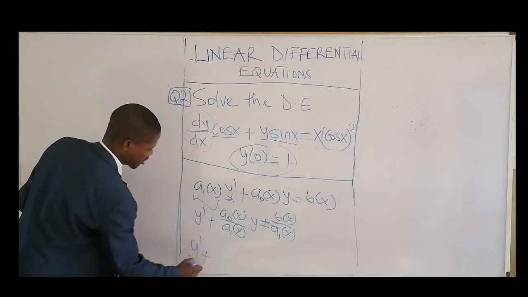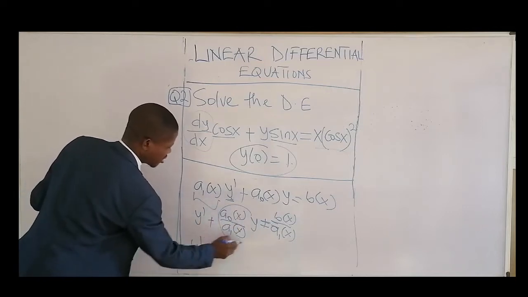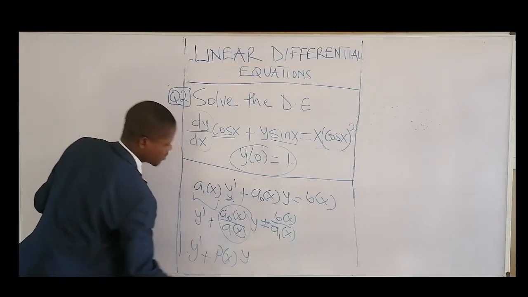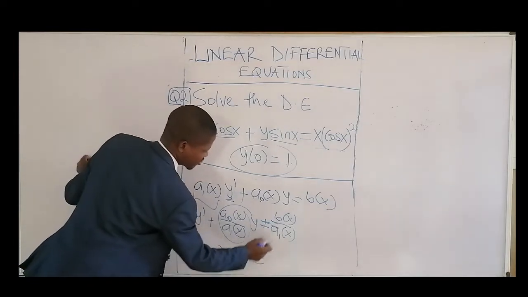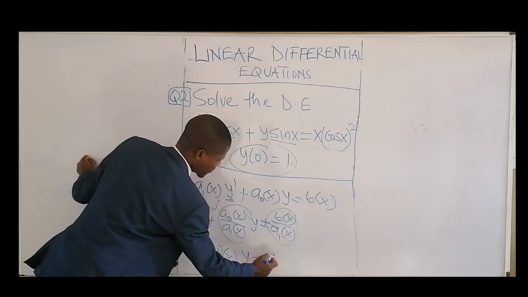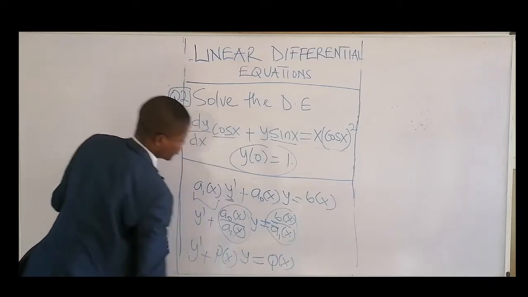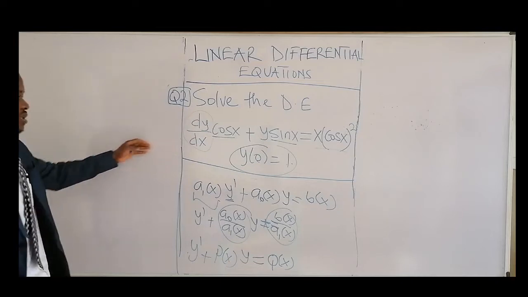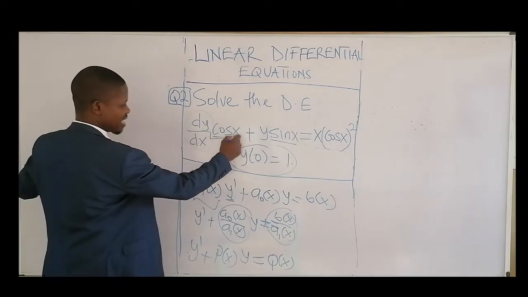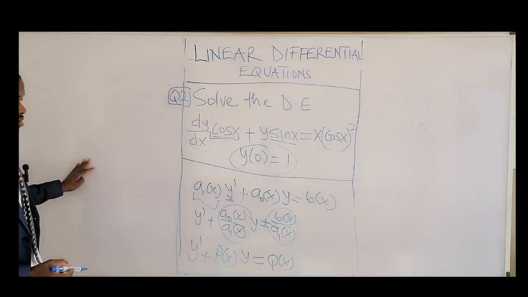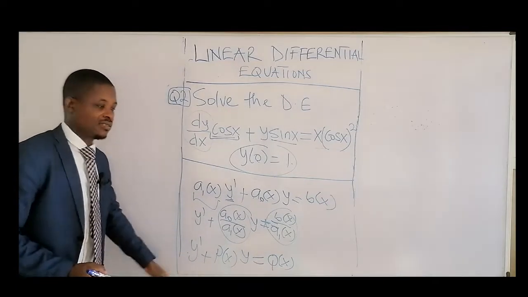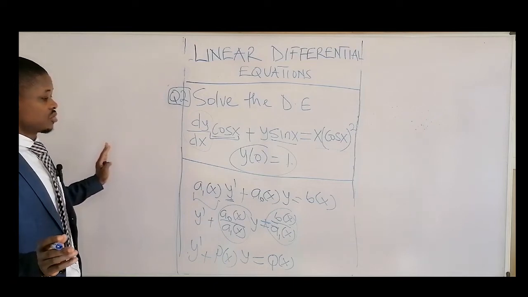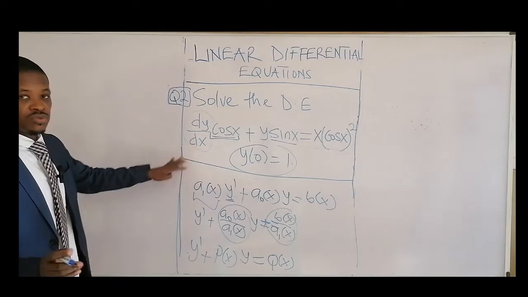The fraction attached to y is what we call p of x, and this fraction here, we call it q of x. So that's what we are going to apply to this form. We're going to divide by the attachment to your first differential. At the end of the day, it will be like this. And don't forget, this is a linear differential equation.